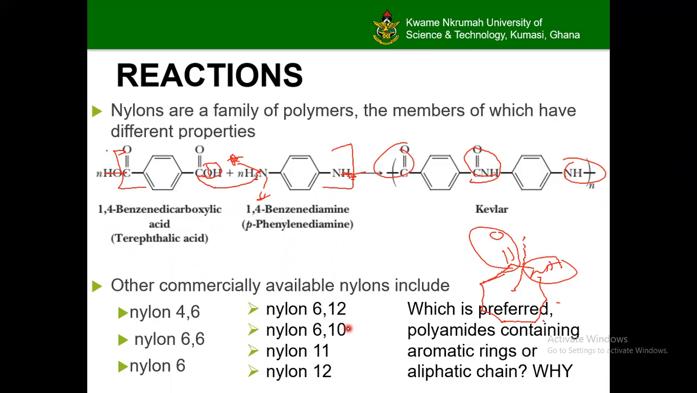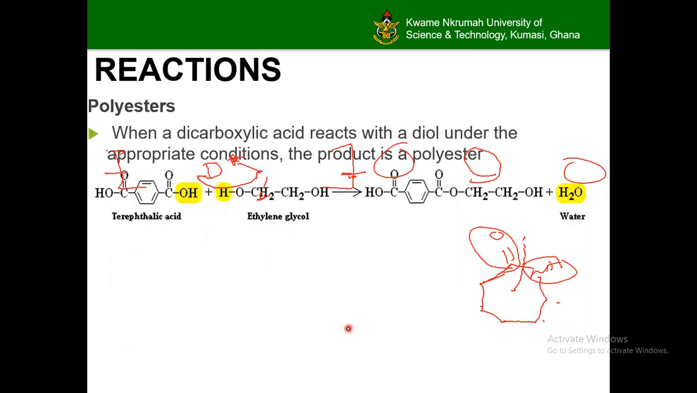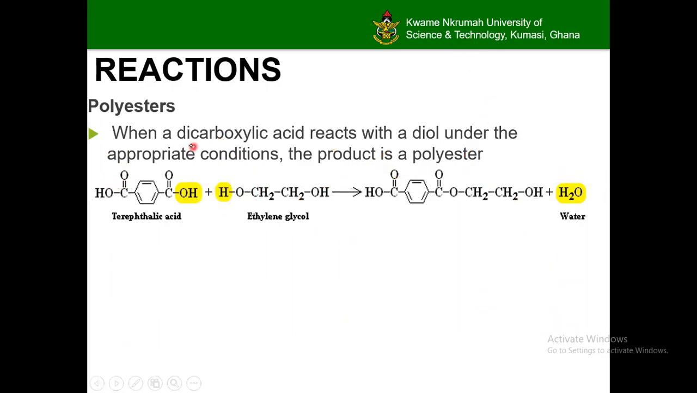So now there's a question here that will be of interest to us. That is, which is preferred, polyamide containing aromatic or aliphatic? Now, usually we prefer aromatic because it is stronger, right? It has higher strength, it has higher stability, and it has higher heat resistance, right? So aromatic will have better properties than the aliphatic ones. Very simple.